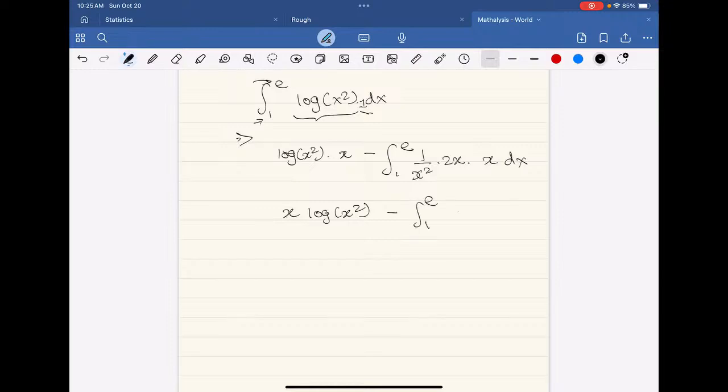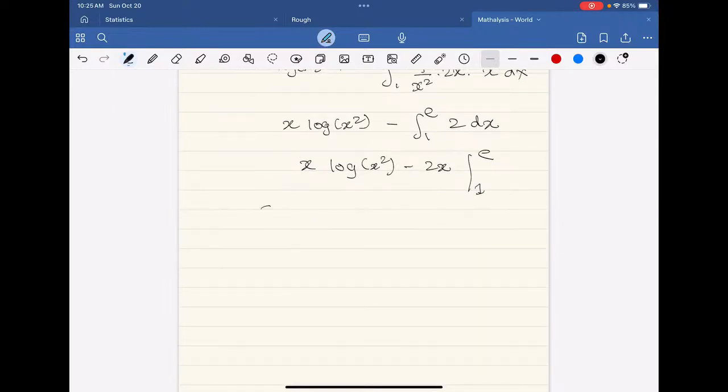From 1 to e, now this is just 2 dx, right? Now we can easily do it. It's x log of x square minus 2x, and this goes from 1 to e, right? If you substitute the values, this will be e log of e square minus 2e, and at 1 this will be 1 log 1 minus 2, right? Now log of e square is just 2, right?